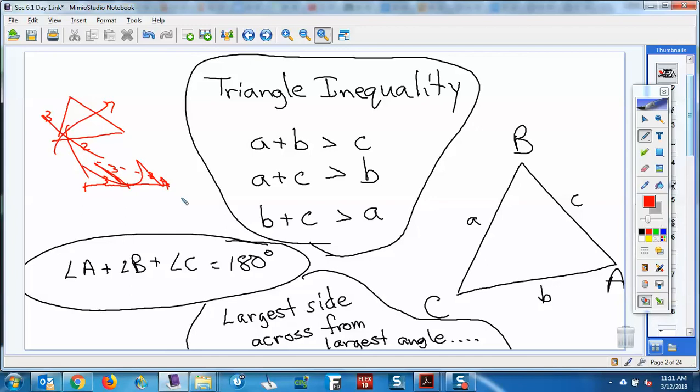And of course, the 3 angles added up have to add up to 180. The largest angle is always across from the largest side. The smallest angle is always across from the smallest side. Okay, those are just some basic things we need to know.